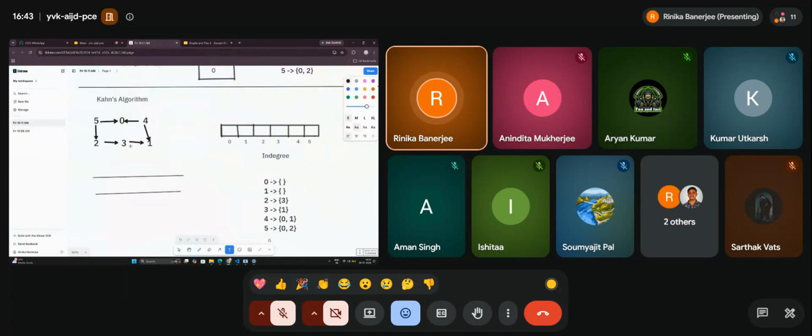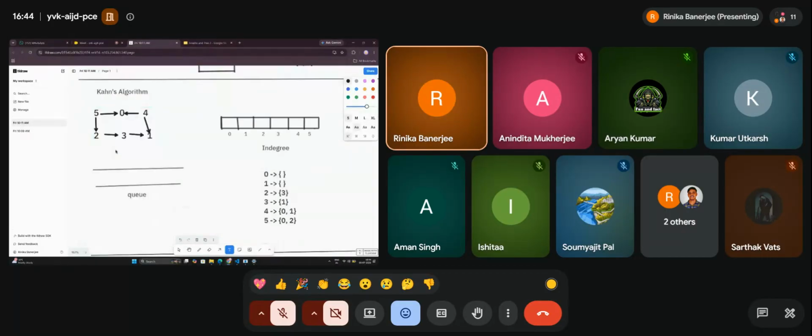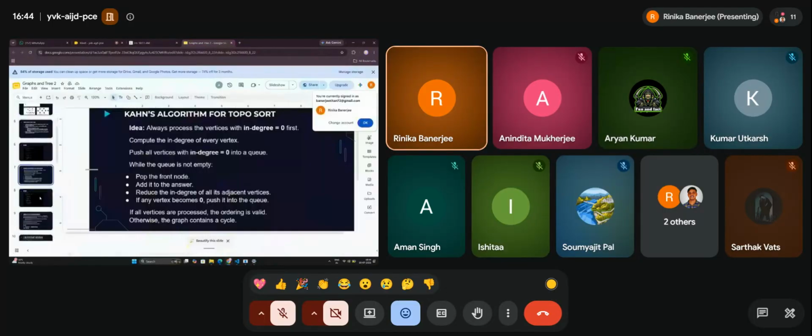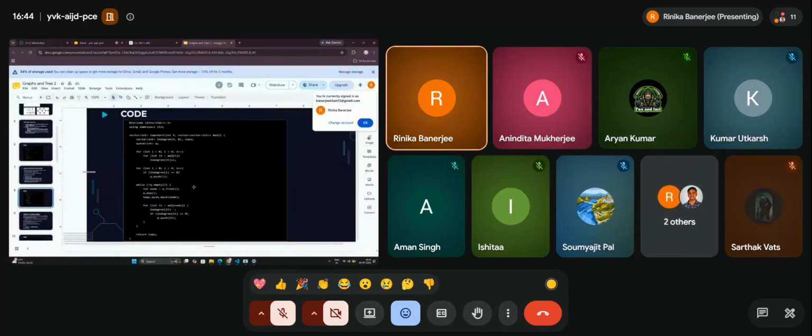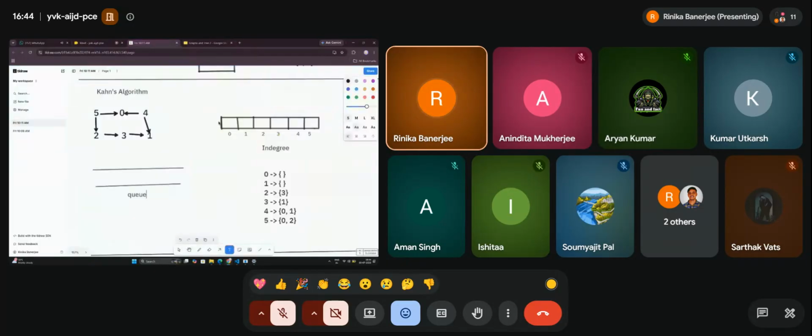See, I have taken the same graph and the adjacency list. This is my queue. Now suppose I am starting, a similar thing is there for each of the nodes. Here is the code. First I'll calculate the in degree of each of the nodes.